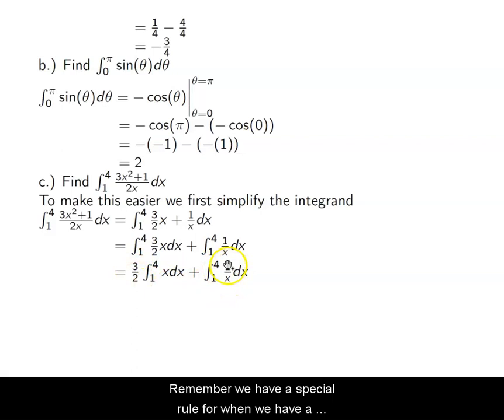Okay. Here, remember we have a special rule for when we have a power function with -1 as the exponent. Here the antiderivative is natural log.